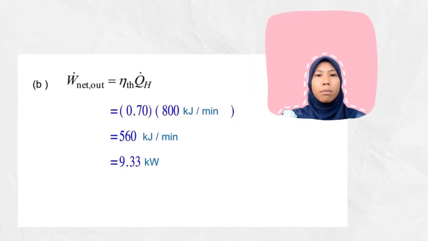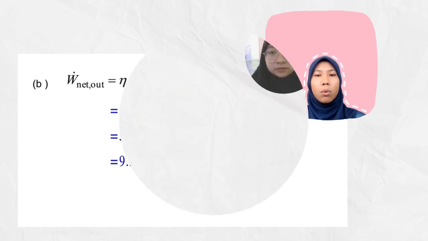Next, we need to determine the power output of this heat engine. Based on the definition of thermal efficiency, the net rate of work equals thermal efficiency times the rate of heat transfer to the heat engine. Just substitute the value of thermal efficiency that we obtained from part A and the rate of heat transfer that has been given in the question. The power output of this heat engine is 5060 kJ per minute, equivalent to 9.33 kilowatts.